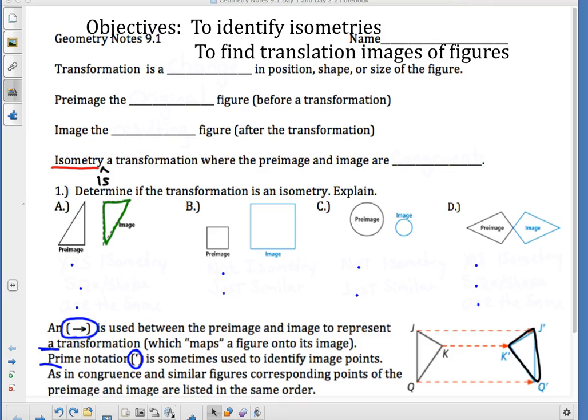Today we're looking at 9.1, Notes Day 1, transformations, specifically translations. Those are two different keywords. Transformations is a general overall term for translation, reflection, rotation, and glide reflection. Isometric transformations are another category of transformations, and these are the ones we're learning about.